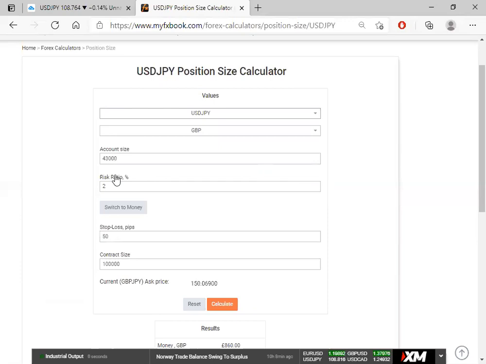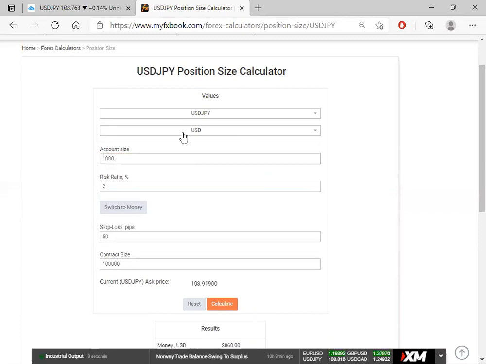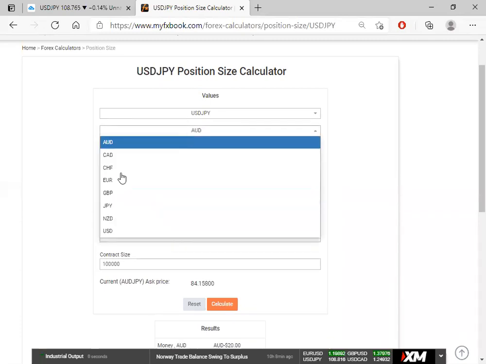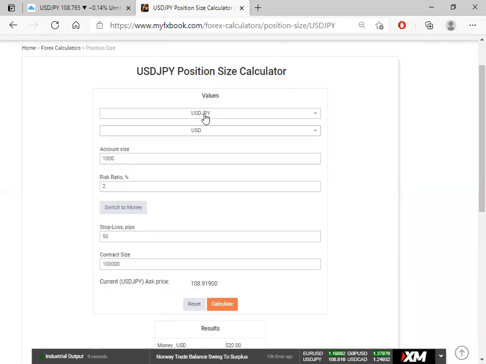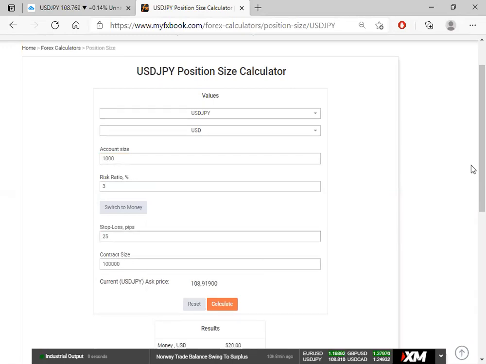Let's say we're using a US dollar account, and the account is at 1,000. This is the account currency, and this is the actual currency that we're using. Now this is the risk percentage, so it is a percentage base. If you want to risk 2%, we'll just click 2. If you want to risk 3%, we'll just throw in 3 there. And let's say your stop loss is 25 pips, as in the example.